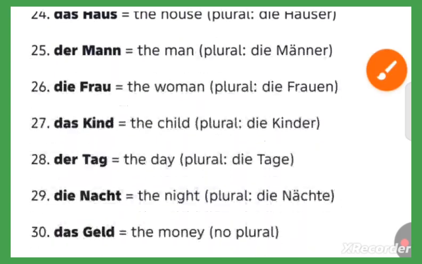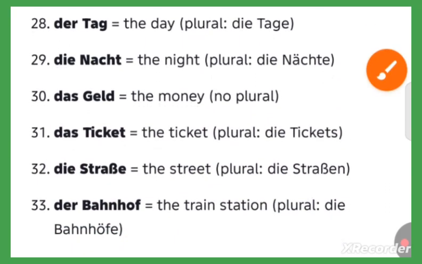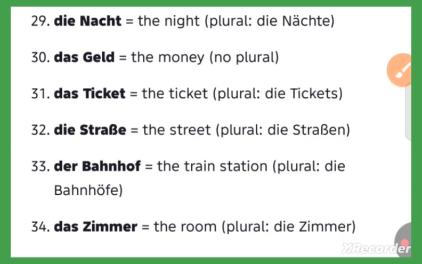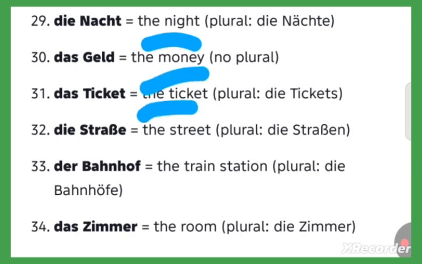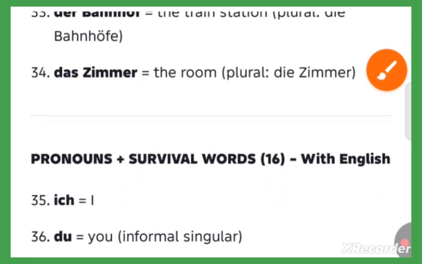Tag is a day. Nacht is night. Geld is money. Ticket is ticket. Straße, this is the street or the road. Bahnhof, this is the train station. Das Zimmer, this is the room.